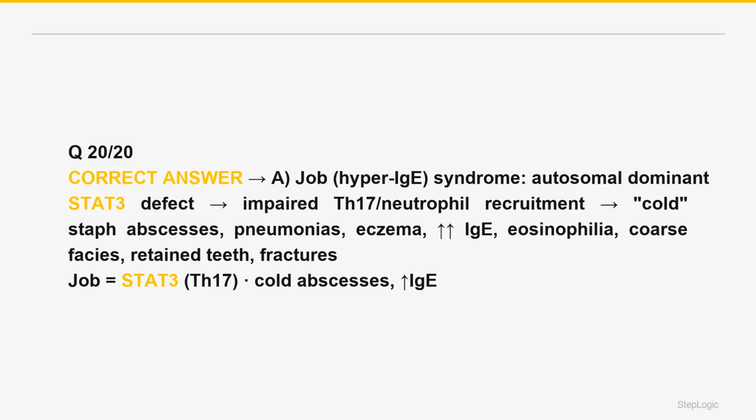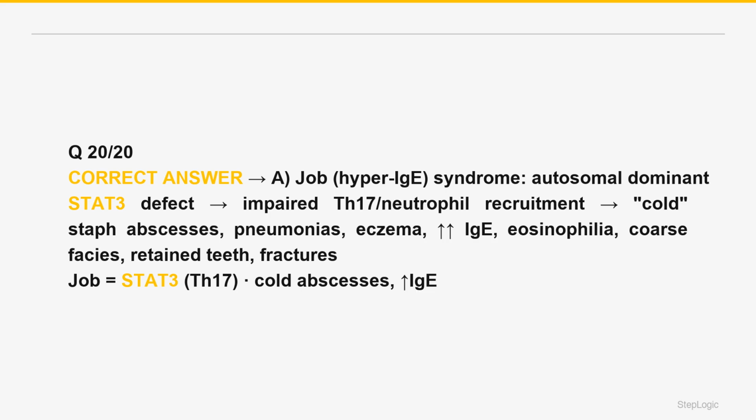The features are memorably captured by FATED: coarse facies, broad nose, prominent forehead; cold non-inflamed staphylococcal abscesses; retained primary teeth, two rows of teeth; increased IgE, markedly elevated; and dermatologic problems, severe eczema. The hallmark is cold abscesses that lack the usual warmth, redness, and inflammation because neutrophils aren't recruited. Patients also have recurrent pneumonias forming pneumatoceles, eosinophilia, and bone and connective tissue problems: fractures, scoliosis, hyperextensibility.